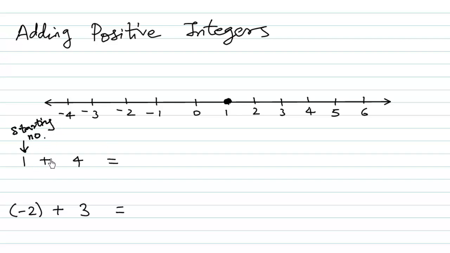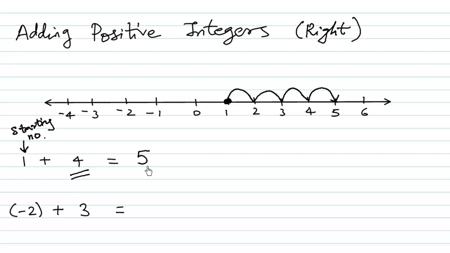And when we add a positive integer, we move that many steps to the right. We always move to the right. When we add positive integers, we move to the right. So we're going to move 4 steps to the right side. So 4 units to the right. 1, 2, 3, 4. And we land at 5. So 1 plus 4 is 5. You may already be knowing this. But now let us see how to solve the second sum.